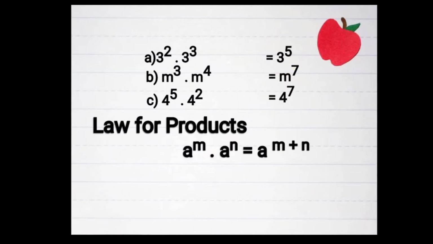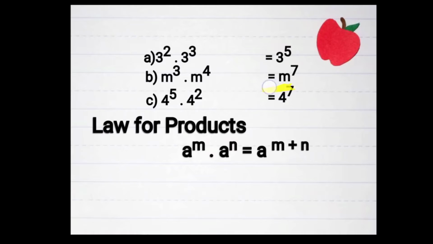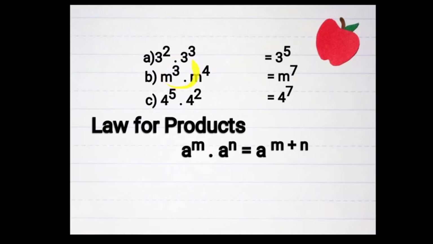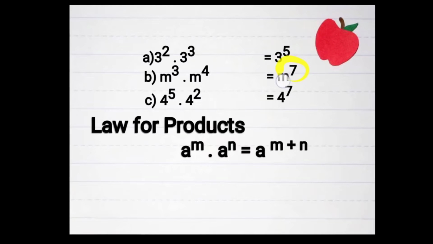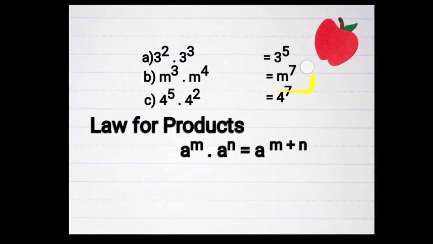Then letter B, we have m to the base m to the base m. So copy m. Then look at the exponent. We have 3 or cube. Then 4. So 3 plus 4 is 7. Therefore, let's put 7 as the exponent on our answer. So our answer is m raised to 7 or m raised to the 7th power.